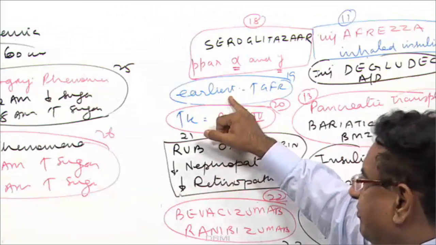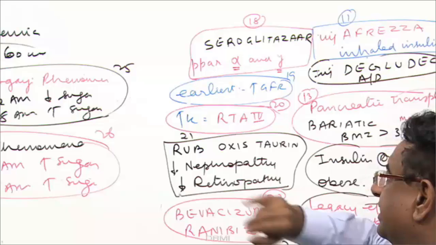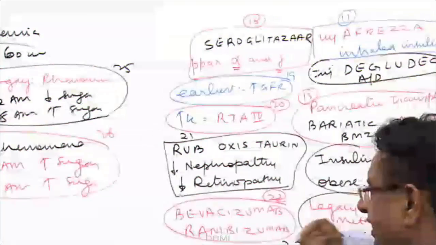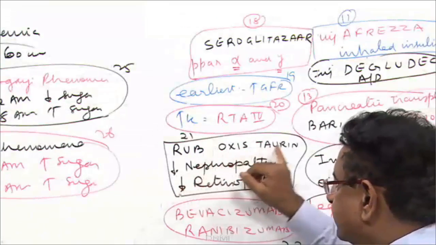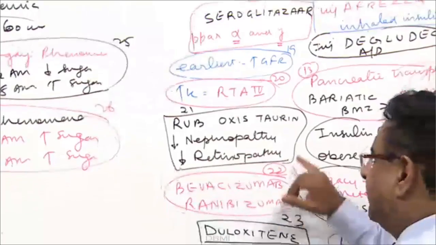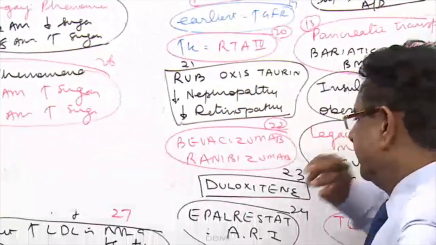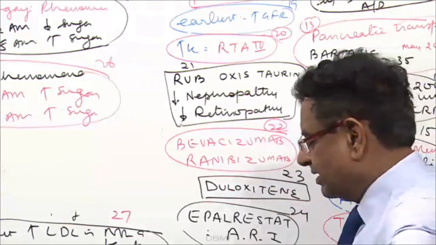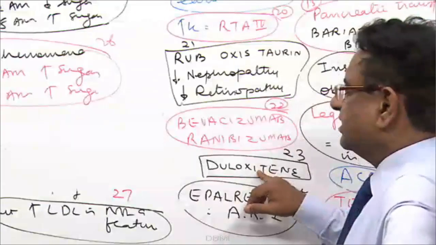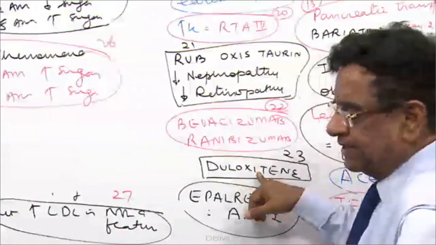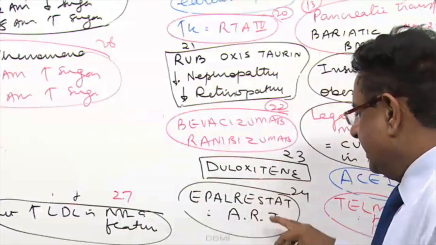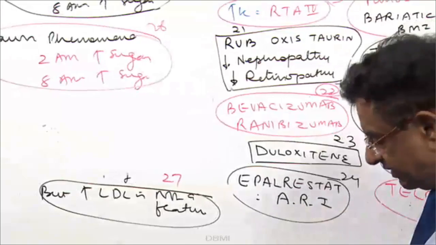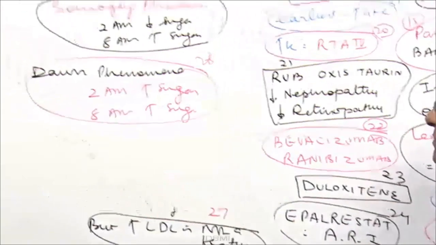Earliest feature of diabetic nephropathy is increased GFR. In diabetes, hyperkalemia can occur due to RTA type 4. We got a drug, ruboxistaurin, which reduces nephropathy and retinopathy. We got bevacizumab and ranibizumab, which reduce the diabetic retinopathy. Duloxetine is used to treat painful diabetic neuropathy. Epalrestat is a drug which is an aldose reductase inhibitor, so it prevents diabetic complications.